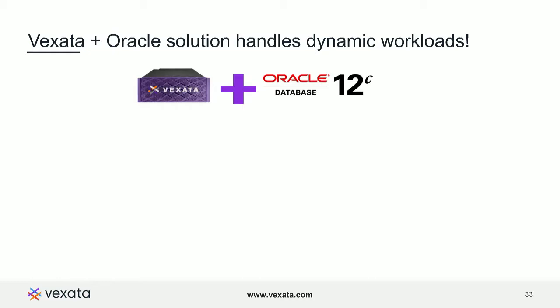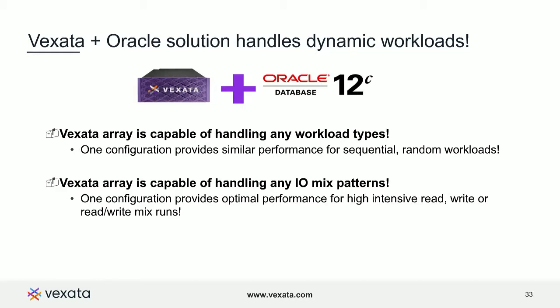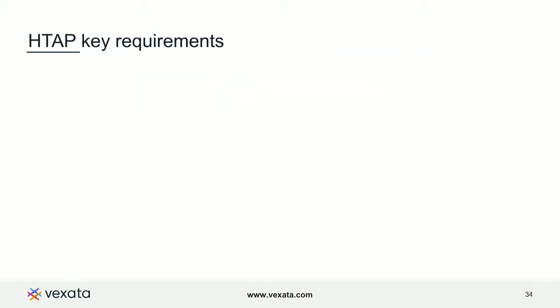So here, the Oracle Vexata solution handles the dynamic workload because the Vexata Array, as Rick mentioned, is capable of handling any type of workload. It provides similar performance for your sequential or random workloads, and it is also capable of handling any type of I/O mix pattern. It doesn't matter whether it is read intensive, write intensive, or mixed, it provides very good performance.